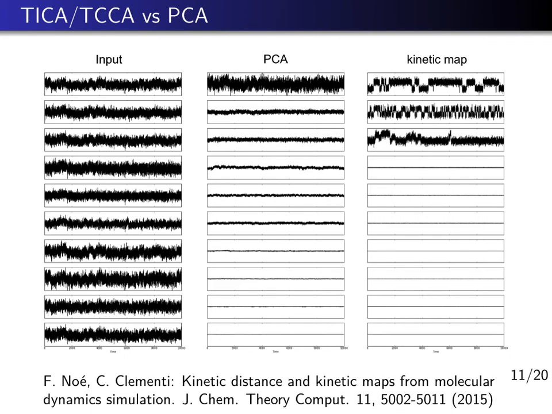So the slow processes survive the scaling with the eigenvalue, but the independent processes are arbitrarily fast. That means the corresponding eigenvalue is close to 0, or it should be exactly 0, but numerically it's close to 0.